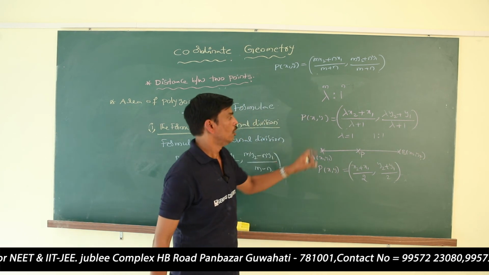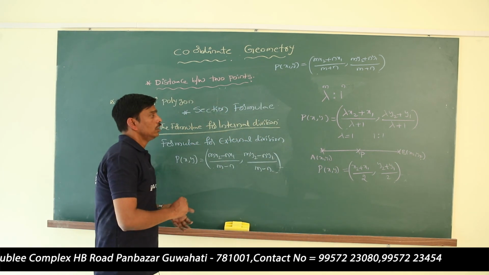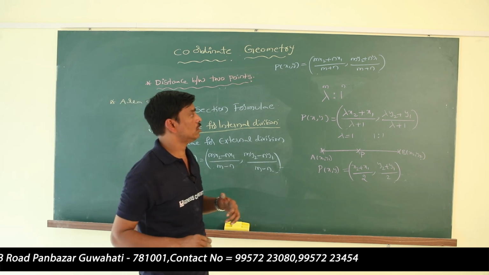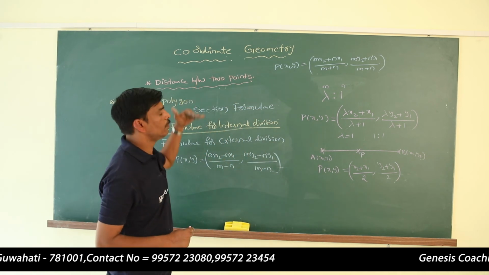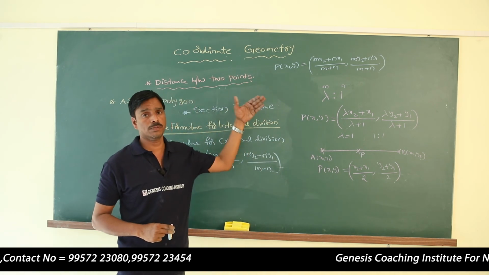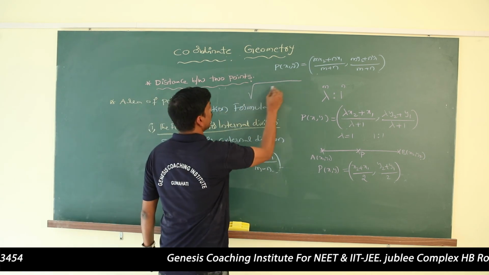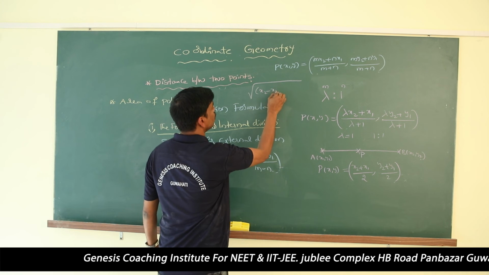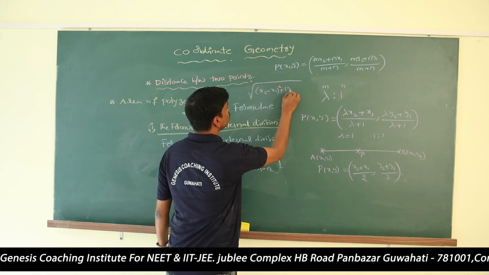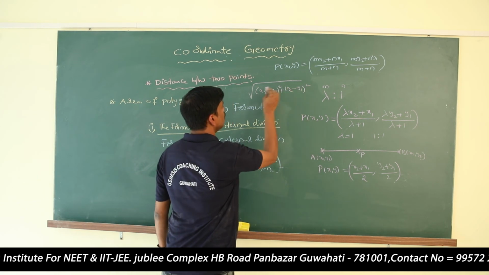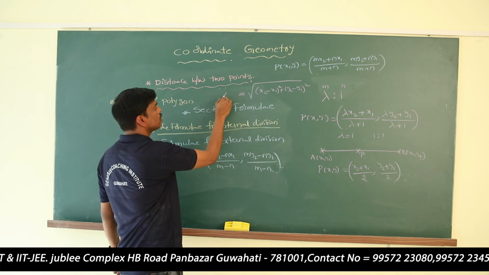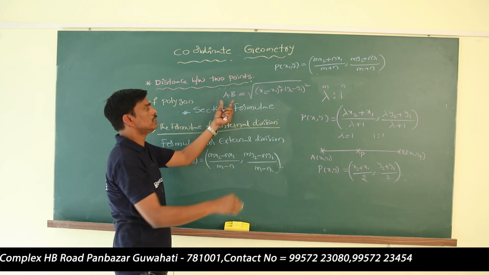Understood, students? Okay. Now in this lecture we discuss the distance between two points. What is the distance between two points? The formula is the square root of (x2 minus x1) whole square plus (y2 minus y1) whole square. This is the formula to find the distance between any two points A and B.